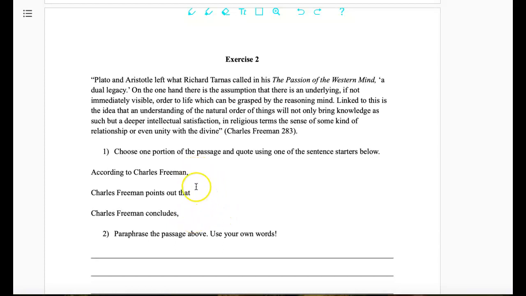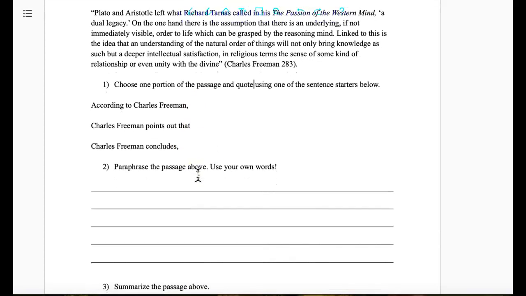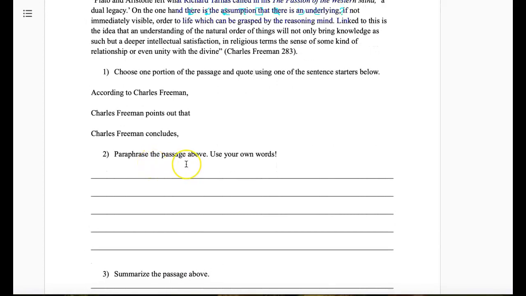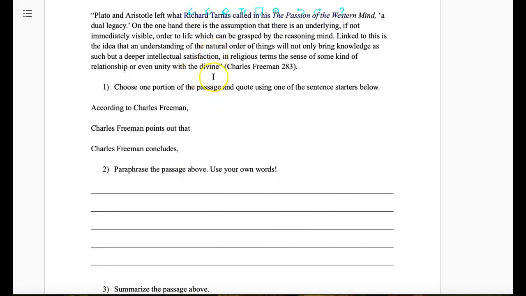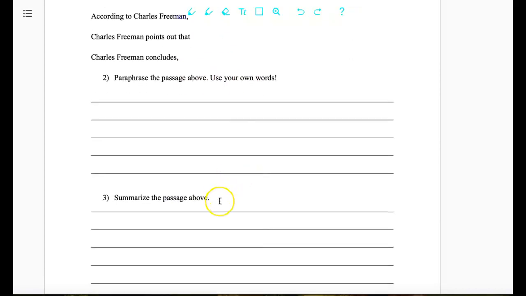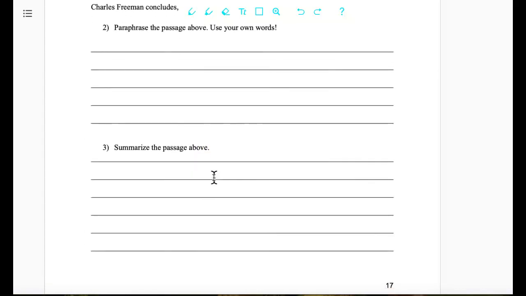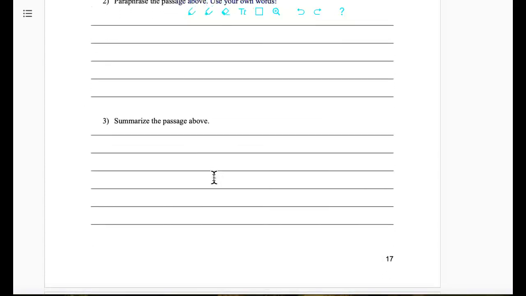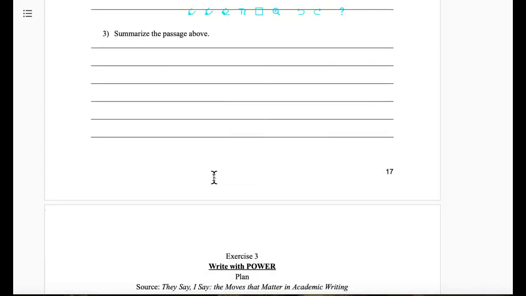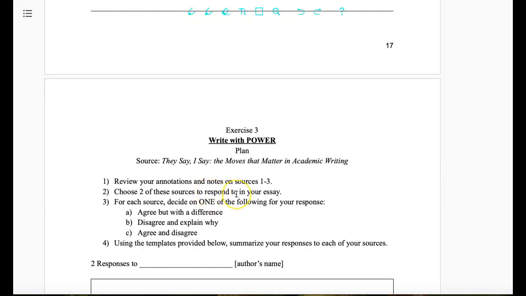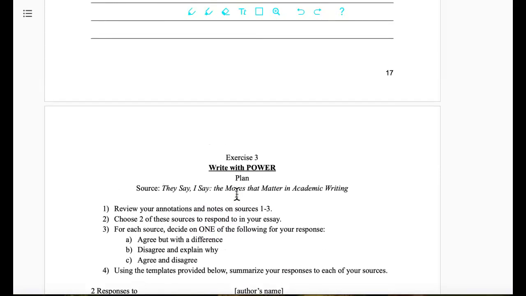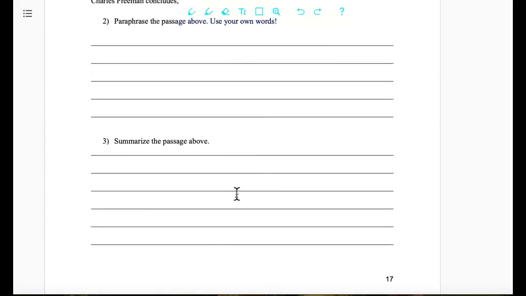Choose one of these. Your seminar or your lab teacher will check these to make sure that you're doing this correctly. And then I want you to try paraphrasing the passage above using your own words. Same ideas, put it all into your own words, and then summarize it. The paraphrase should be about as long as the original, and the summary should be shorter. After you're done with these things, get them checked, and then you're ready to start making these moves in your own writing. And so exercise 3 will guide you to beginning to use sources in your writing, which you will quote, paraphrase, and summarize.